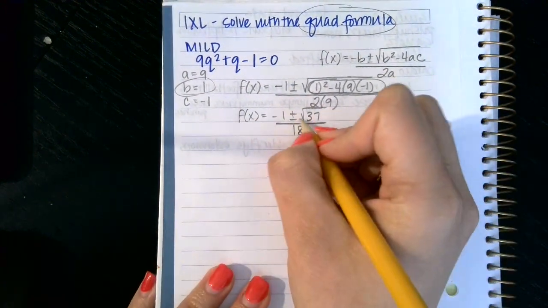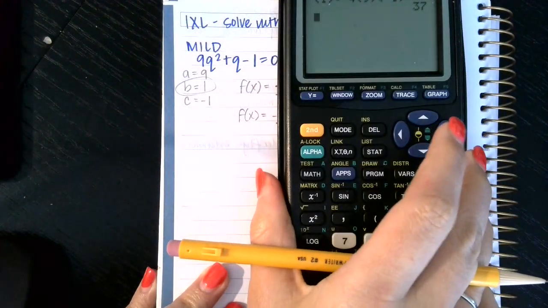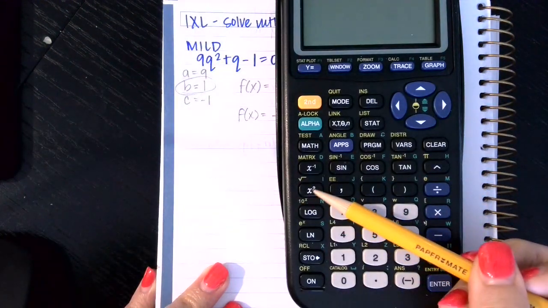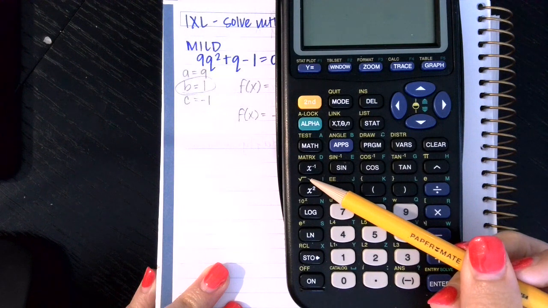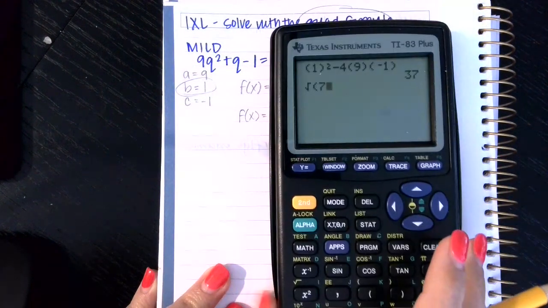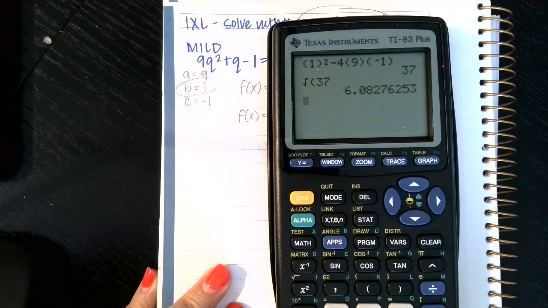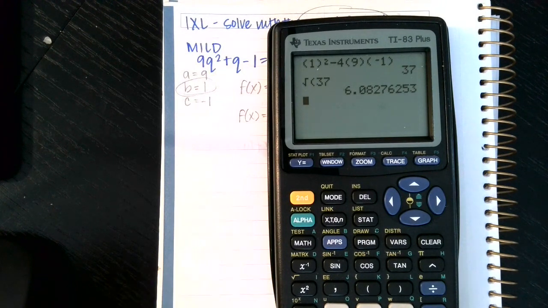And now if I wanted to simplify the square root next, how do I find the square root? It's the x squared button, but if you see that the square root sign is in yellow, which means I have to push second first. And let's see if the square root of 37 is a perfect square. It's not. So it's 6.0827.